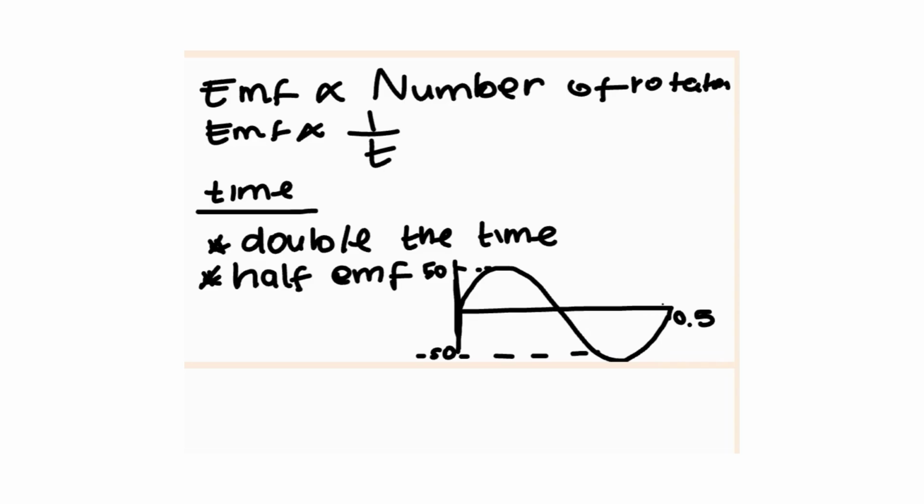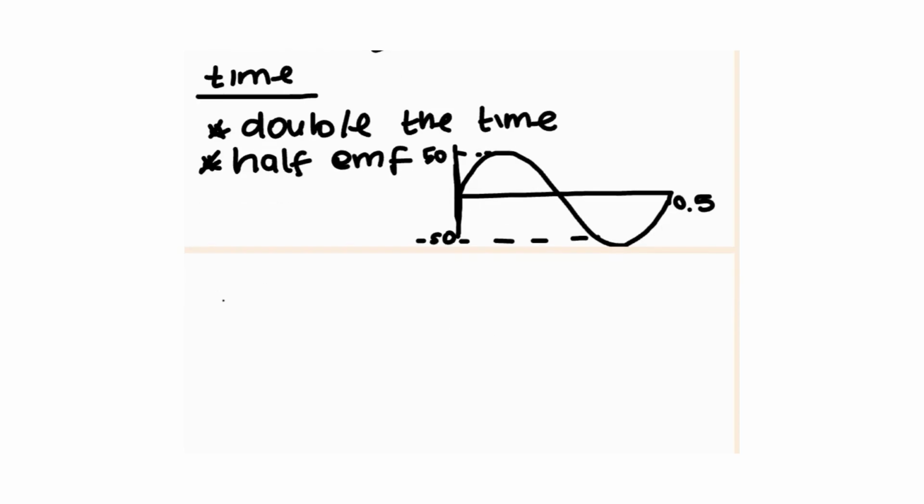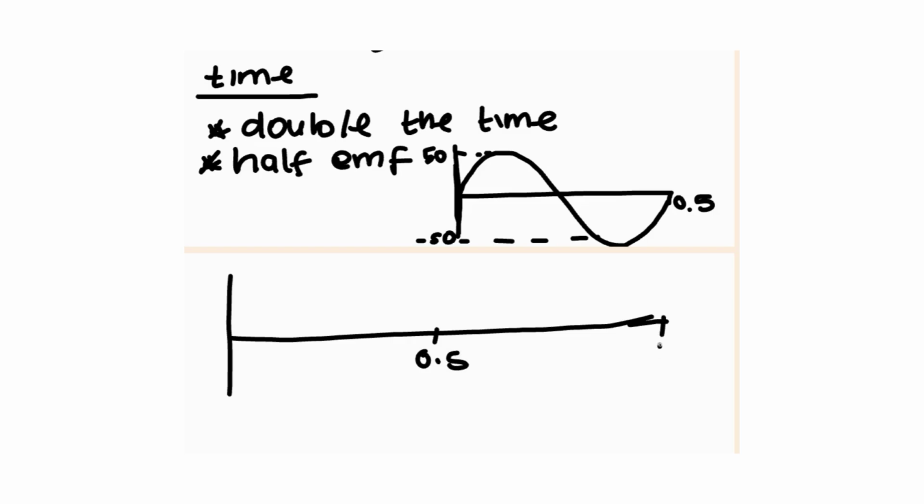But now if you double the time, it means you're now taking more time to complete that full cycle. So if the time was 0.5, you now double it to 1 second. And if you double the time, the EMF is going to be halved. It means the EMF is going to be at 25, at negative 25. And since you still complete a full cycle in that time, the graph is going to look something like this.